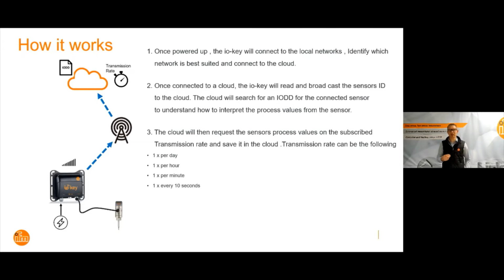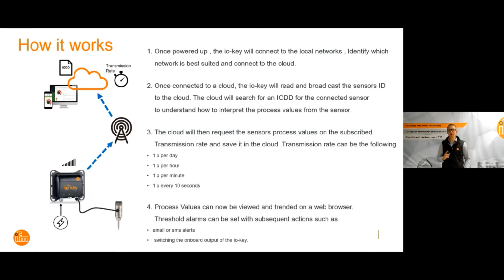So once every 10 seconds is the fastest update rate that you will get from the Ioke at this stage, because there's quite an involved process for the sensor data to make its way through the Ioke, through the network to the cloud, and there's obviously some latency involved with that. So once every 10 seconds is guaranteed. Anything less than that cannot always be guaranteed. So at this stage, we are happy with once every 10 seconds, and this is the fastest rate that we are offering.